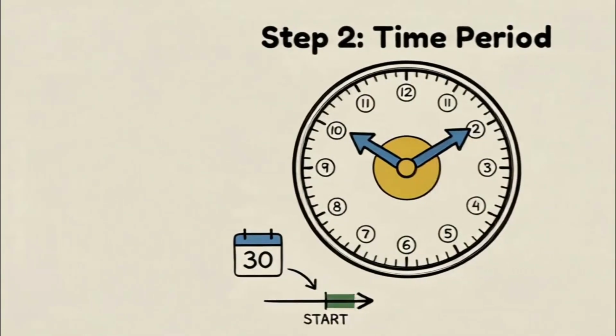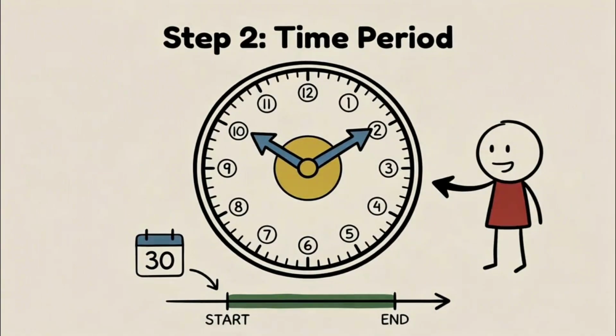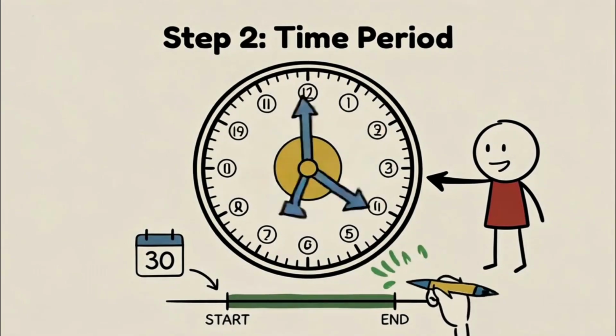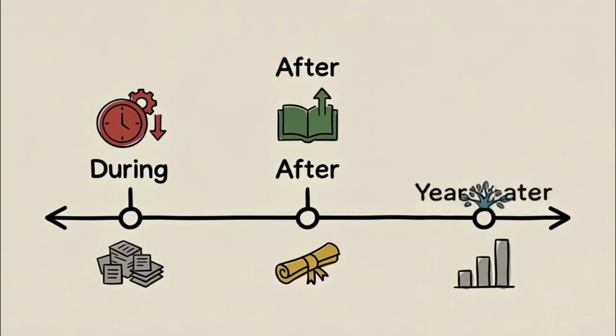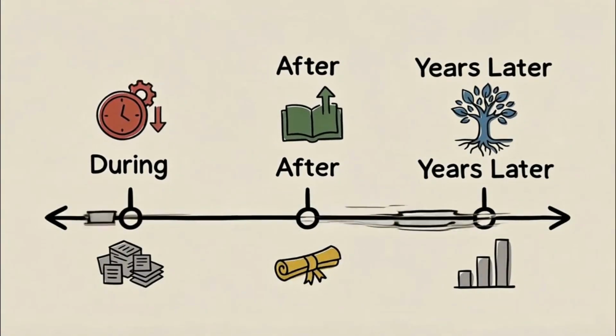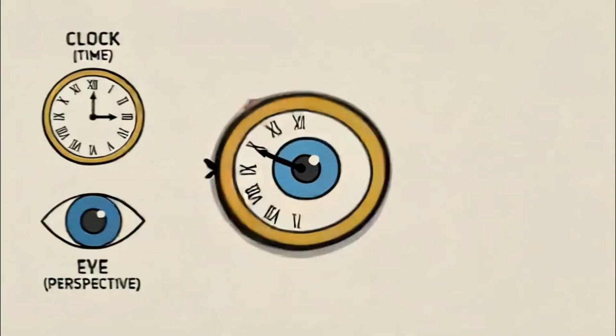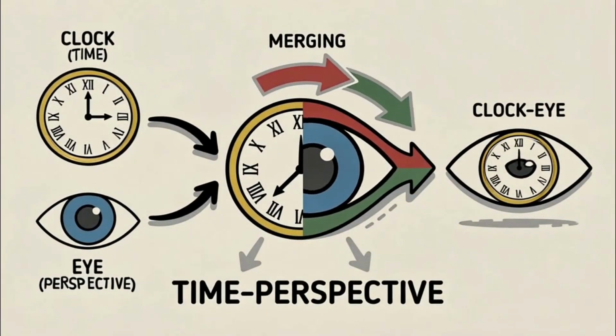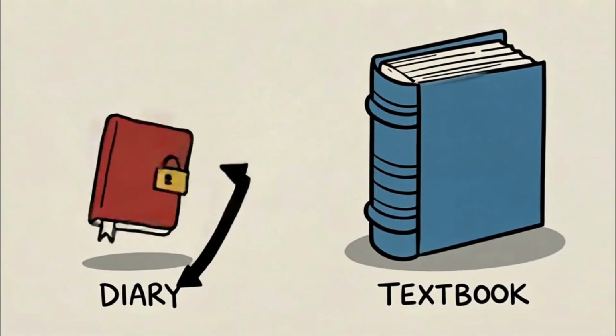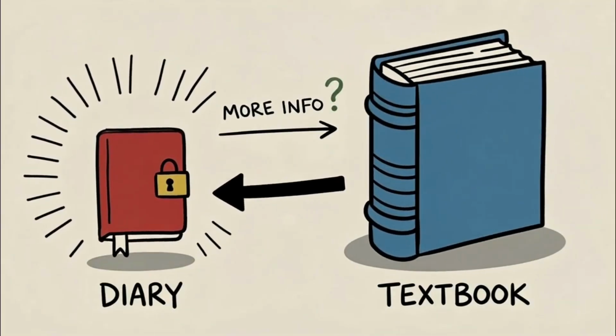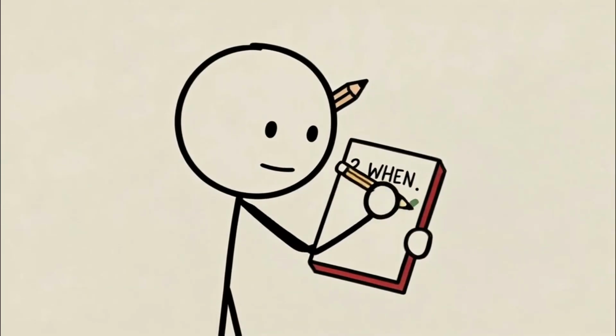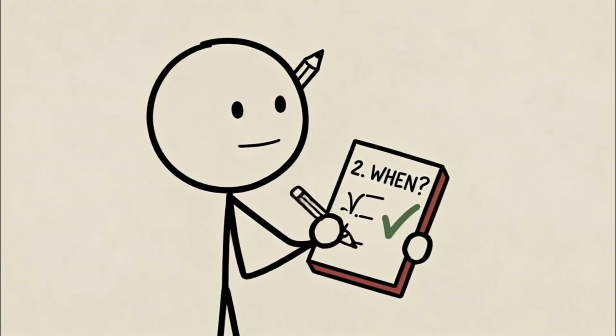Step 2. Identify the time period. Next, Bob asks, when was this created? Was it written during the event, immediately afterward, or many years later? This matters because timing affects perspective. A diary written during a war feels very different from a textbook written 50 years later. Bob writes down clue number 2. When was the source created?